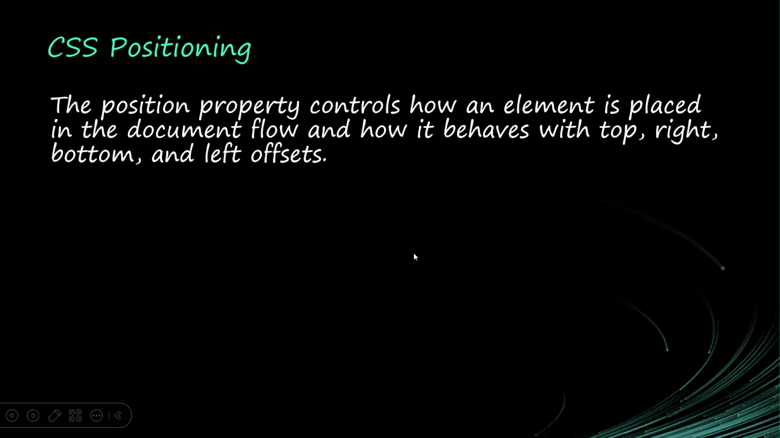So now the position property controls how an element is placed in the document flow. Remember, these elements follow the flow. HTML is parsed from top to bottom and from left to right if the language is English. There are some languages like Arabic and Hebrew.